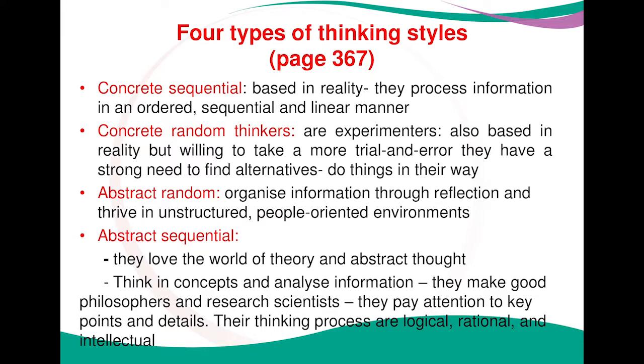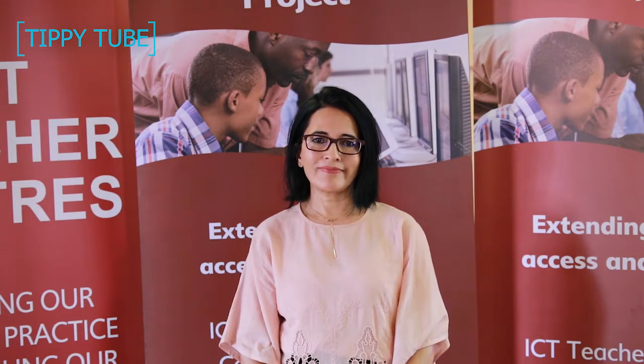The last point is the abstract sequential thinkers. So these are the thinkers who love the world of theory and abstract thought. They think in concepts and they analyze information. They make good philosophers and research scientists. They pay attention to key points, details, and their thinking processes are logical, rational, and intellectual. So I'm hoping now with that slide there, this makes a bit more sense to you and you understand it a bit better, right?